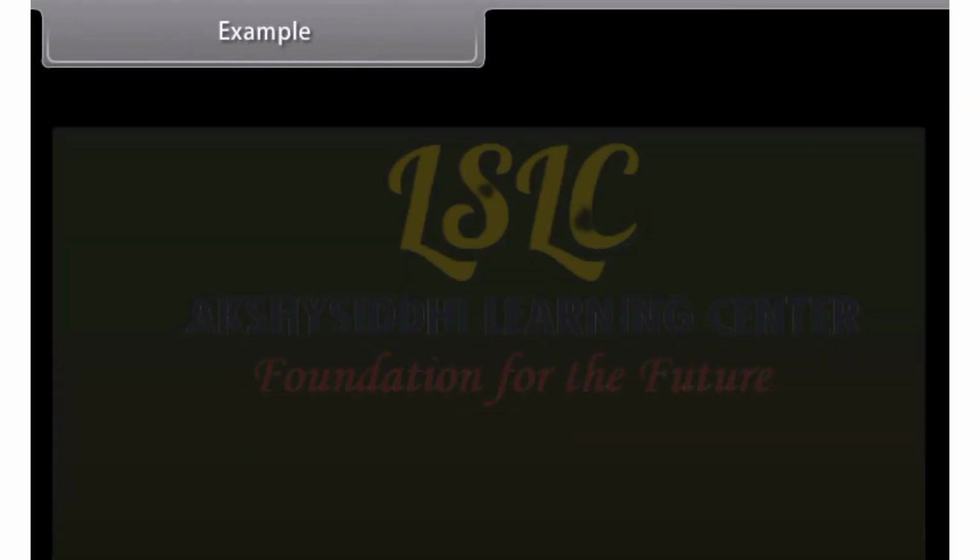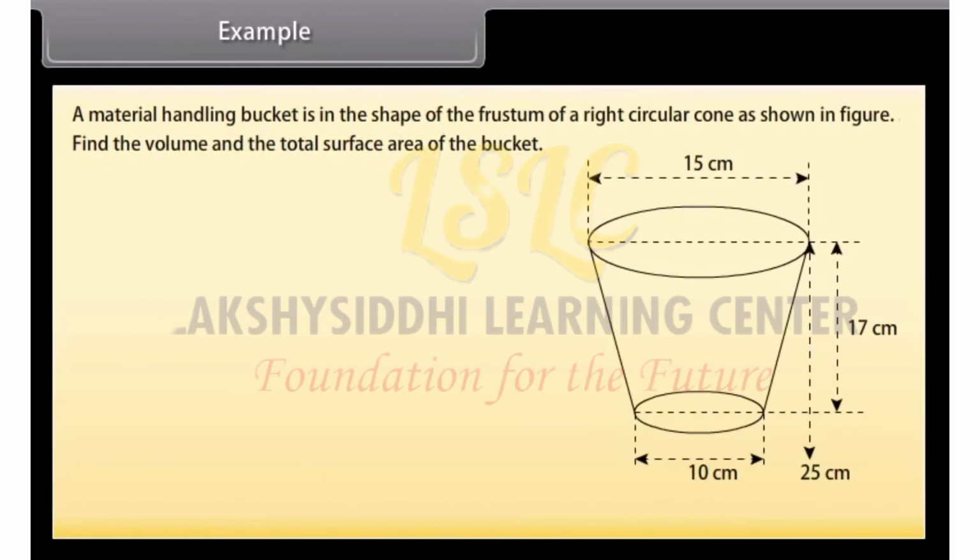Example. A material handling bucket is in the shape of the frustum of a right circular cone as shown in figure. Find the volume and the total surface area of the bucket. Solution. We know that slant height L is equal to under root h square plus r square. Therefore, we get slant height is equal to 17 centimeter.